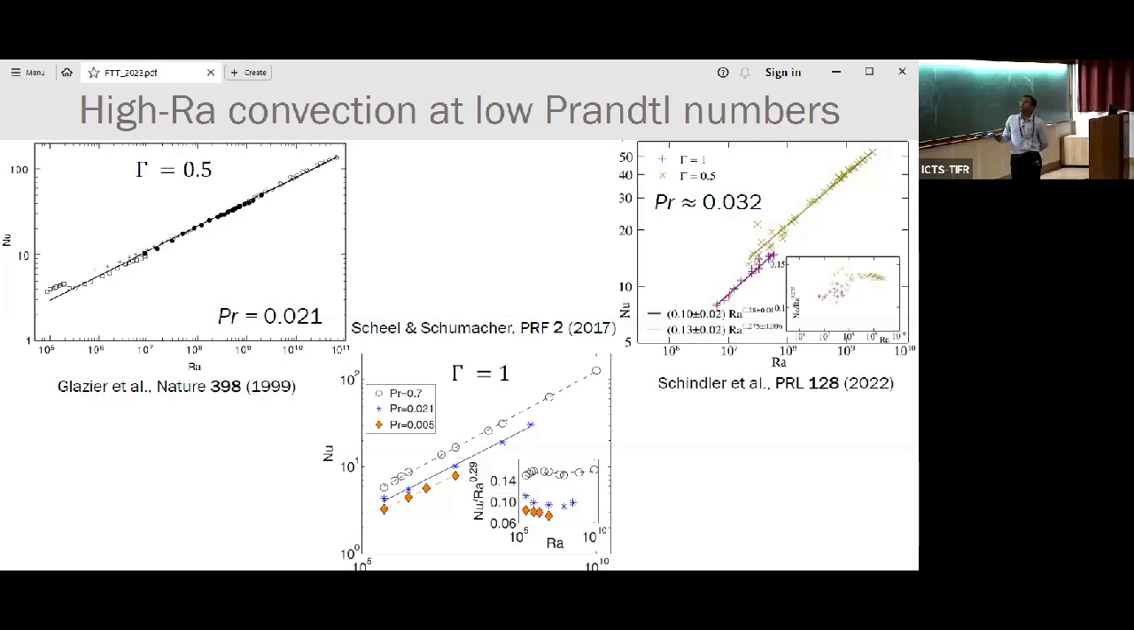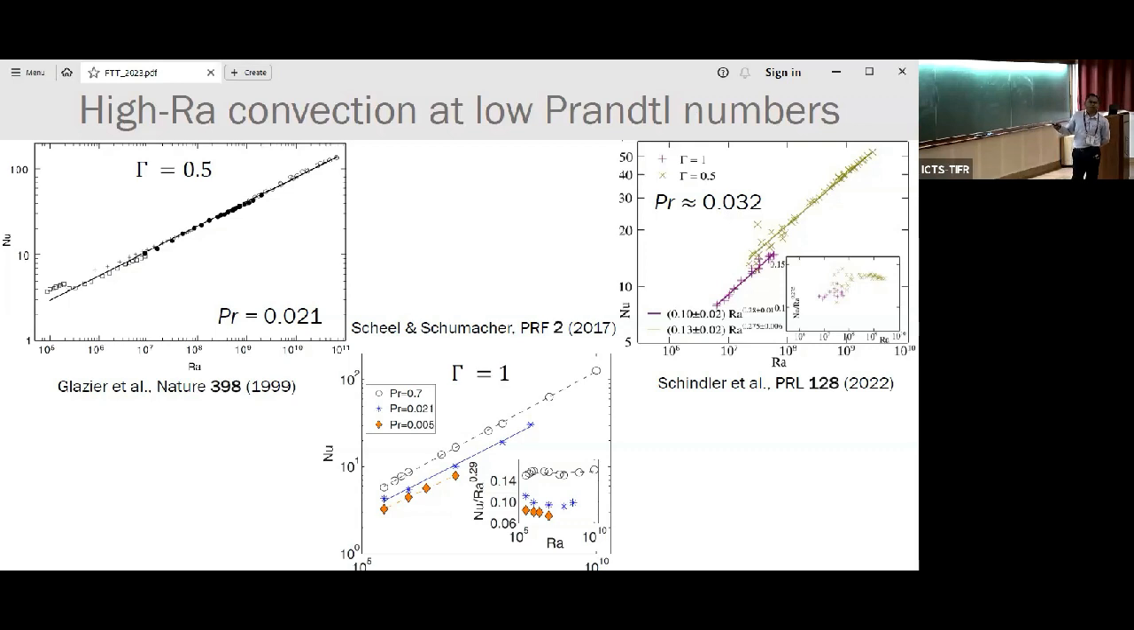roughly. And Glazier and Sano and co-workers performed this experiment in an aspect ratio half cell. They also went up to a Rayleigh number of 10 to the 11, which is the highest in this Prandtl number regime. And they also observed that the Nusselt number follows a Rayleigh number to the 0.27 or some kind of scaling law, so smaller than 1/3.